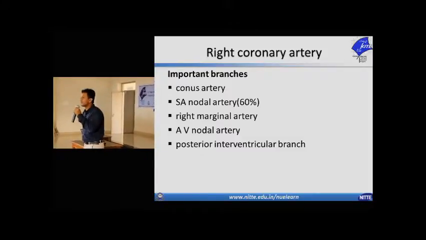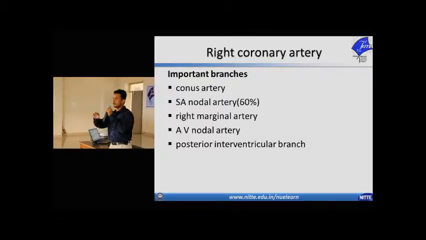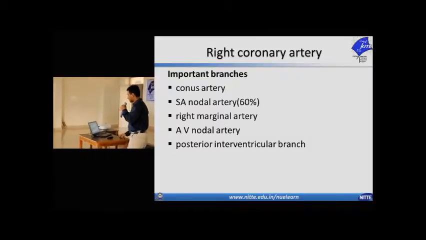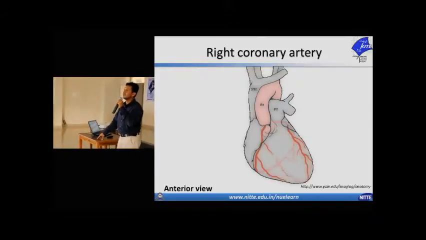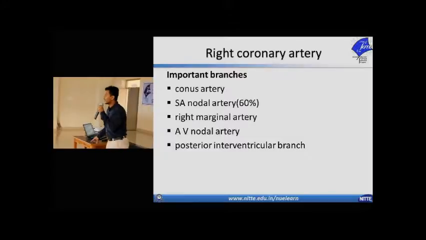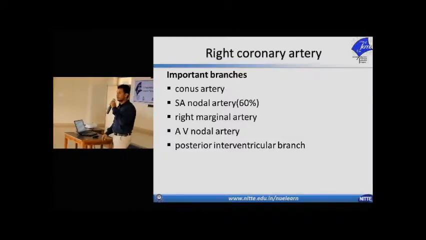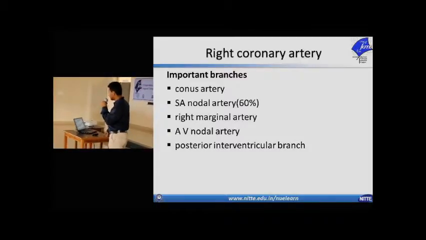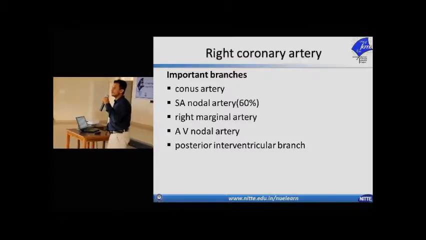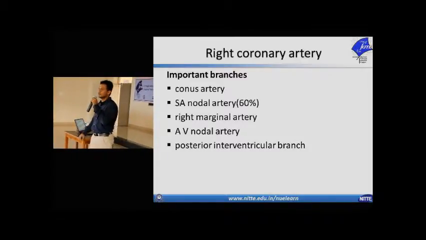It has some atrial rami which supply the atrium, and the ventricular rami which supply the ventricles. So important branches are the conus artery. Again, this is the right conus artery, which supplies the infundibulum of the right ventricle. Then the SA nodal artery is very important to know here. Most of the time, that is 60% of the time, it is a branch from the right coronary artery. Usually it will be right coronary dominance.